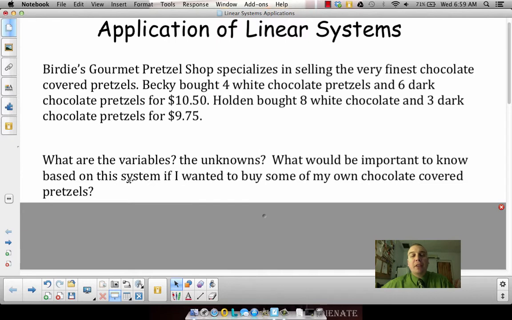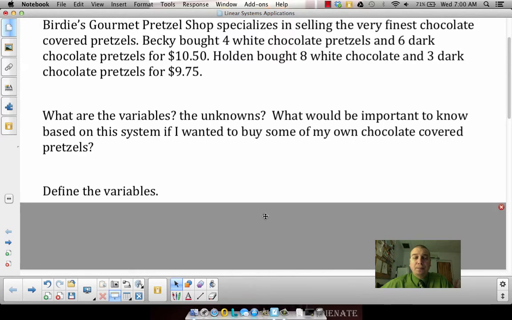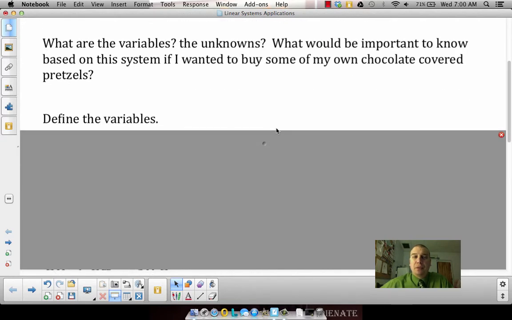So we've got to try to figure out, okay, well, what are the variables here? What's unknown? Well, I don't know the price of either one of those as I look at it. I know what the combined price is, and I know the amount of the different types of pretzels that we got. So what would be important to know based on the system if I wanted to buy some of my own chocolate-covered pretzels and I have a limited amount of money? Well, I need to know the price of each one. So as we scroll down a little further, let's define our variables.